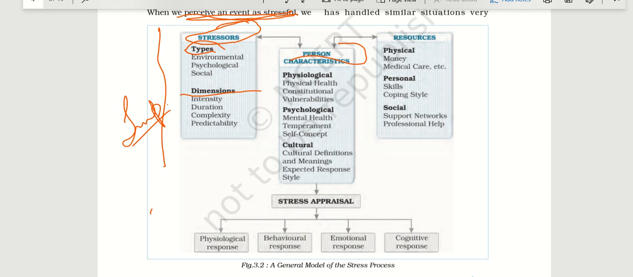Then we have dimensions, like the intensity of the stress, low intensity versus high intensity, and the duration, whether it is short or long. Then we have complexity, which is less complex or very complex, and predictability. Unpredictable means you were not aware and it happens all of a sudden, or you could predict that there will be a stressful situation. We are not talking about the physiological level over here. We are talking about types of stressors.